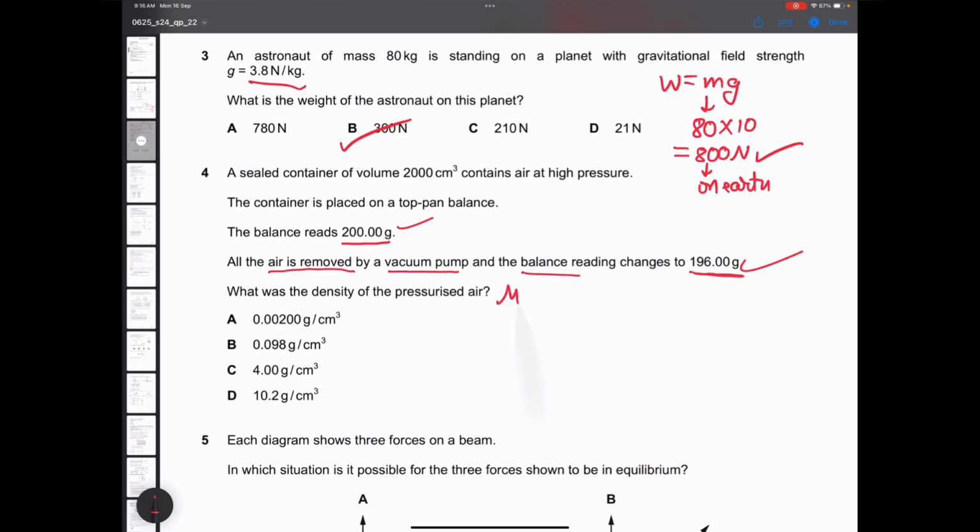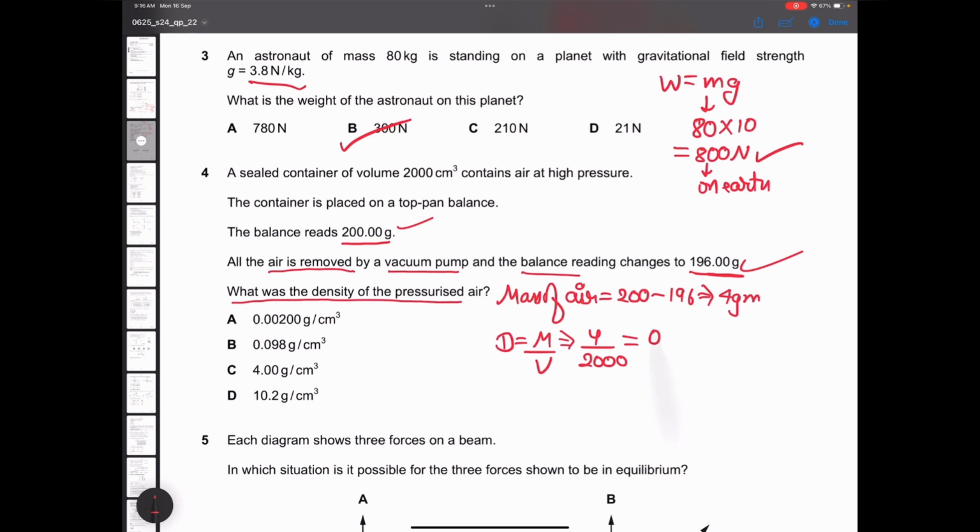So what is the mass of air? Mass of air will be 200 minus 196, that is 4 grams. Now what are they asking us? What was the density of the pressurized air? So density is mass over volume. What is the mass of air? 4 grams. What is the volume of air? 2000. Now if we solve this, 4 divided by 2000, that is nearly 0.002 grams per centimeter cube. So answer is A.